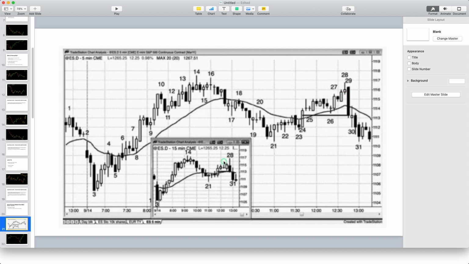And you can see he shows the 15-minute chart of this situation, and you can see that it's right here under the number 28. It is a bear reversal bar for a lower high major trend reversal. So the important takeaway here is we just have to understand what the market is telling us with the bars that are in front of us.